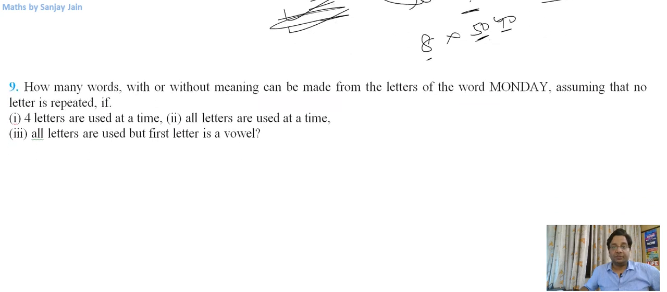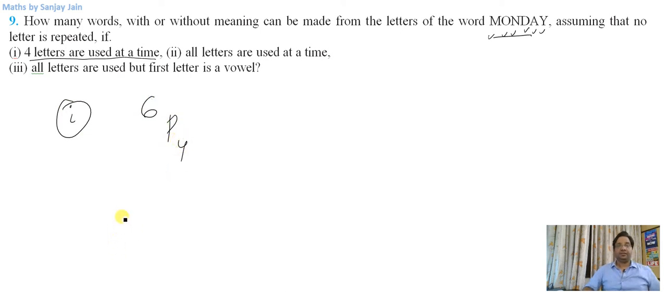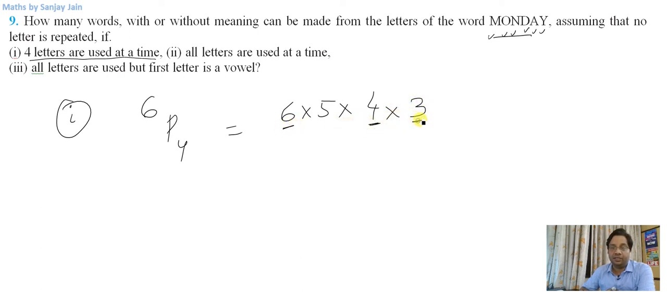How many words with or without meaning can be made from the letters of the word MONDAY, assuming that no letter is repeated, if 4 letters are used at a time? Okay. So out of these, 4 are used. 1, 2, 3, 4, 5, 6. 6 letters are there and I have to use 4 at a time. So 6P4 words can be formed with or without meaning, right? And what is 6P4? 6 into 5 into 4 into 3, which is 24 into 3, 72 into 5, 360.